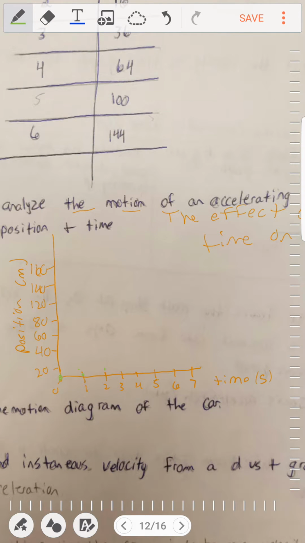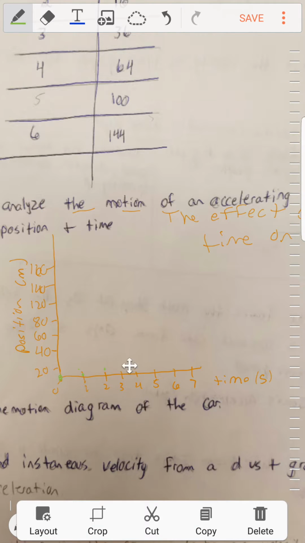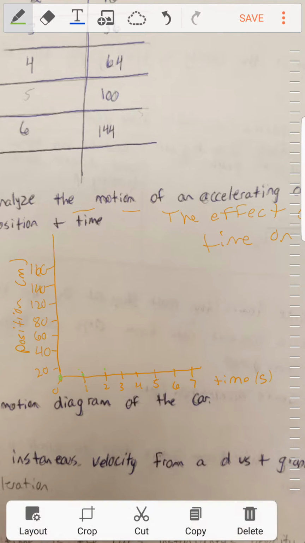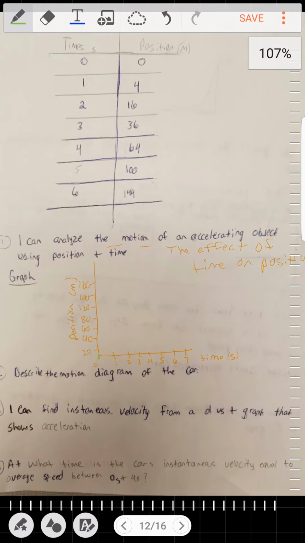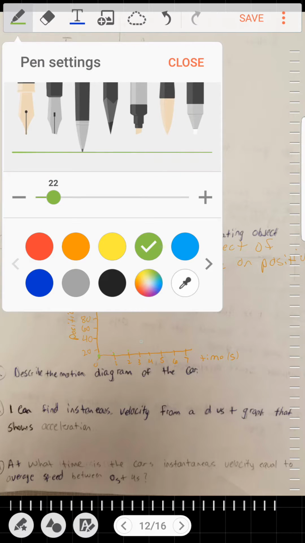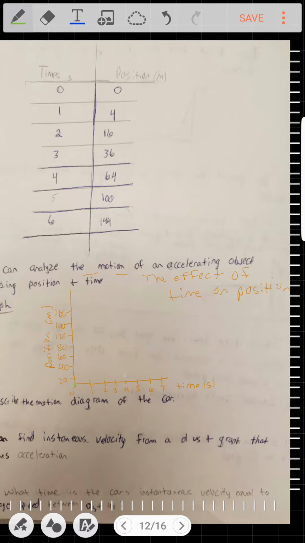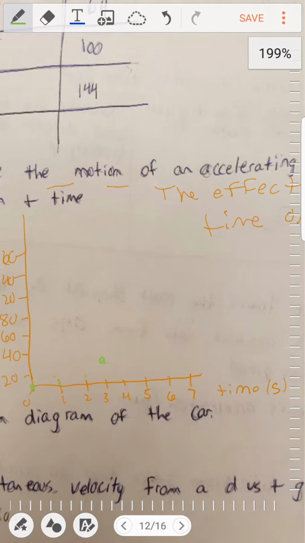2 and 16, and then it's going to be 3 and 36. So 3 and 36. The picture keeps moving on me. So 3 and 36 right here. And then 4 and 64, so bring this 4 up all the way to 64. And then 5 and 100.